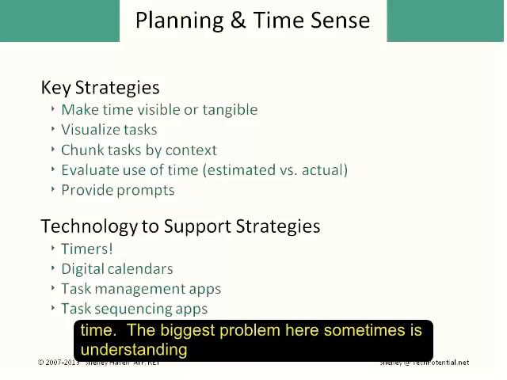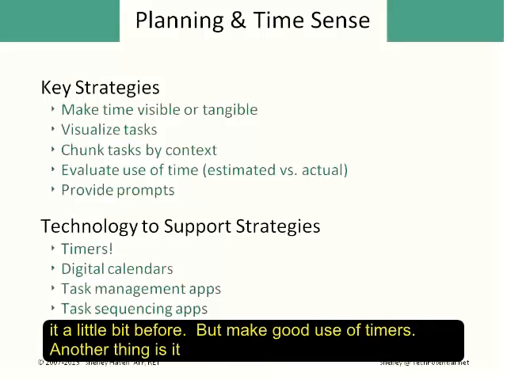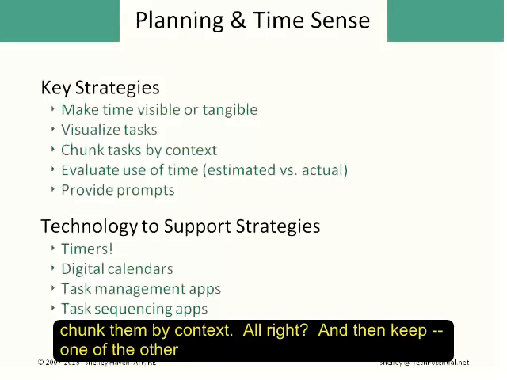So anyway, planning and sense of time. The biggest problem here sometimes is understanding the passage of time. So the first strategy is making time visible. We talked about some of that before, but it's important here too, is to make good use of timers. Another thing is to visualize the tasks and to chunk, as we've talked about before, chunk those tasks down into smaller parts and also chunk them by context, all right?